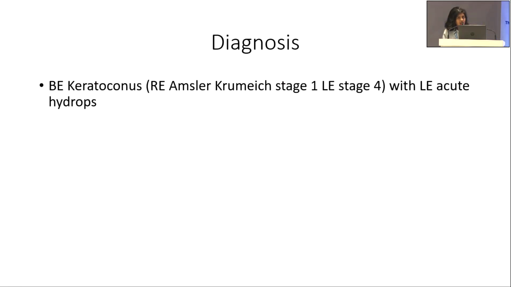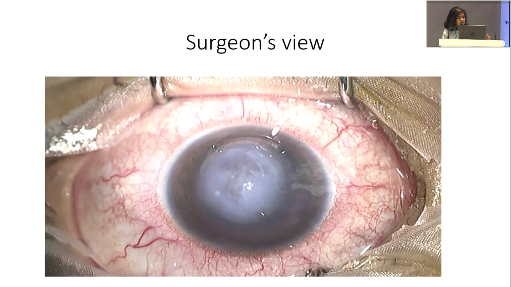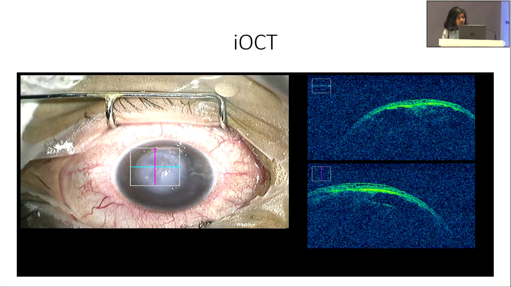So we labeled the patient as both eyes keratoconus. The right eye was stage 1 in Amsler-Krumeich grading, the left was the advanced stage, and initially conservative management was begun, but the patient was planned for surgery. So the patient was planned for intraoperative OCT guided stromal compression sutures, as well as intracameral SF6 gas.